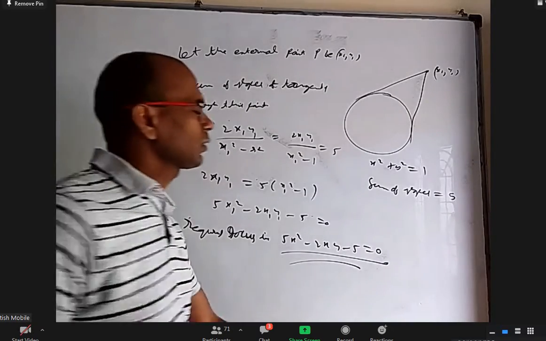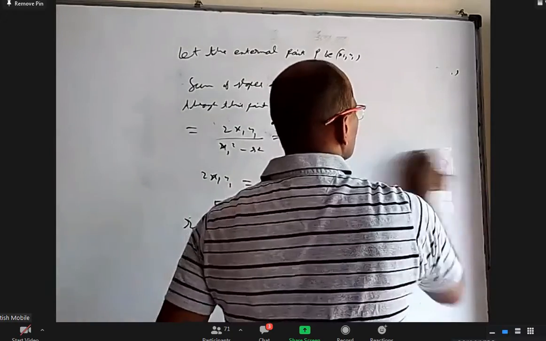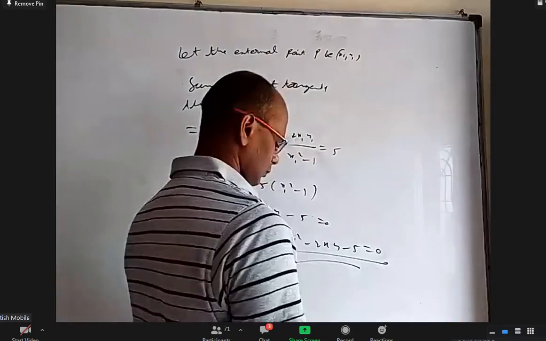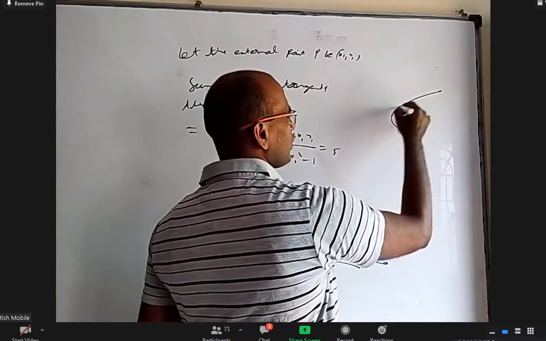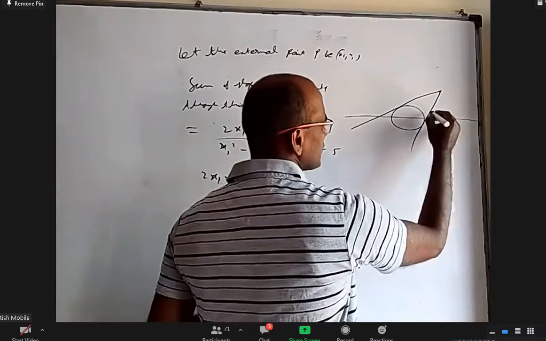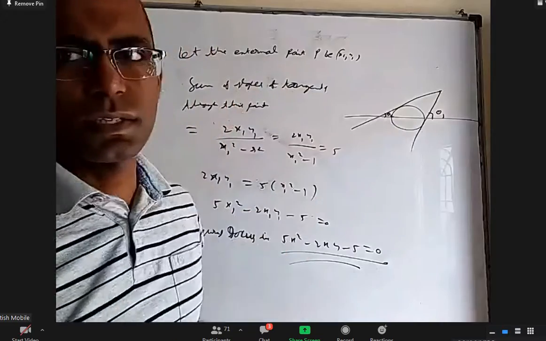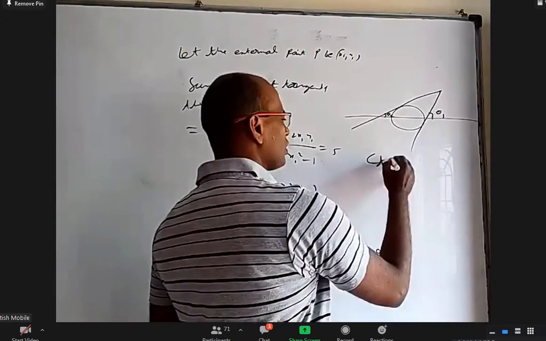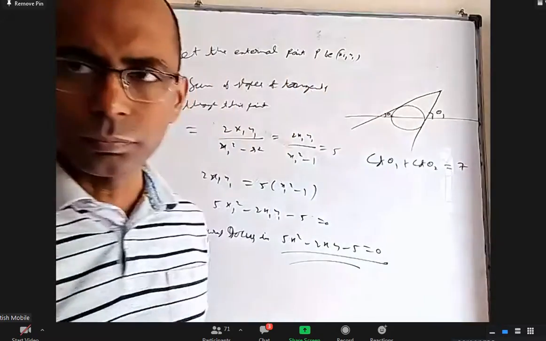Okay, so basically what is the question? There is a circle. From an external point, I have drawn two tangents. This may be the x-axis. This inclination is theta 1, this inclination is theta 2 for the two tangents. And I gave cot theta 1 plus cot theta 2 equal to 7.